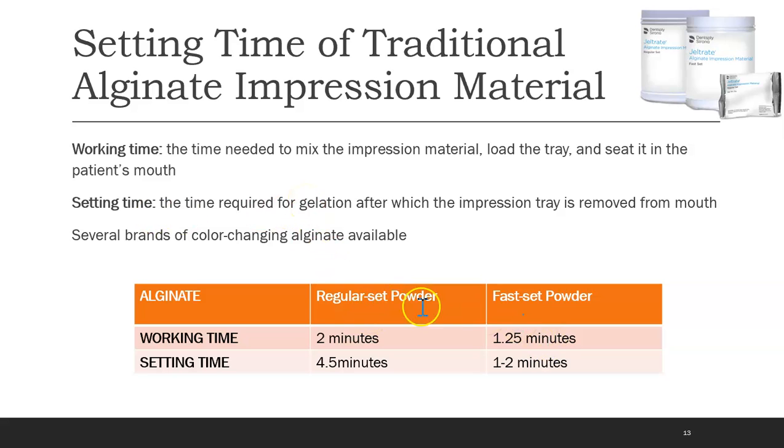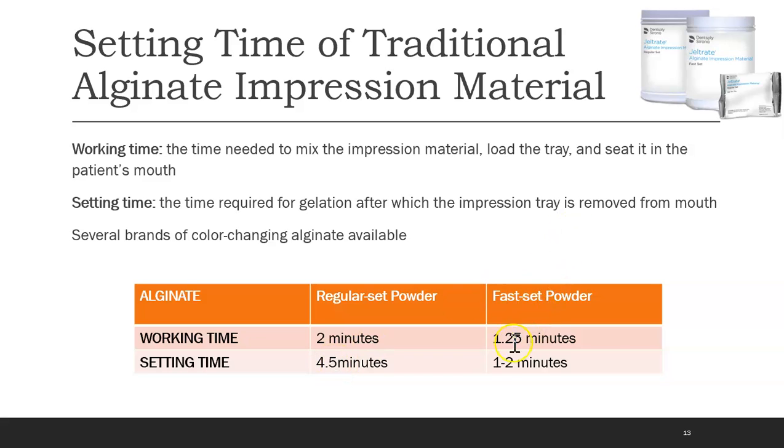So we have 2 types of powders. We have regular set powder and fast set powder, and you could use either in clinic. The regular set powder, if you look at the working time, you have 2 minutes. So you have a full 2 minutes to mix the impression, load the tray, and seat it inside the person's mouth. And then when you put it inside the client's mouth, it can take up to 4.5 minutes for it to set. So it does take a while for it to set.